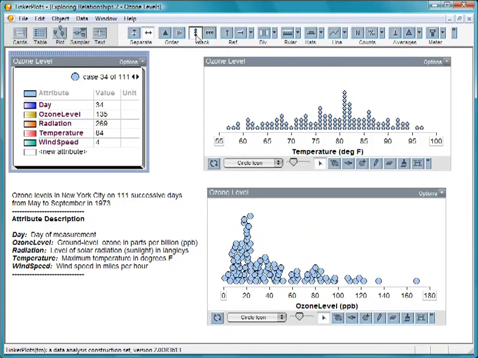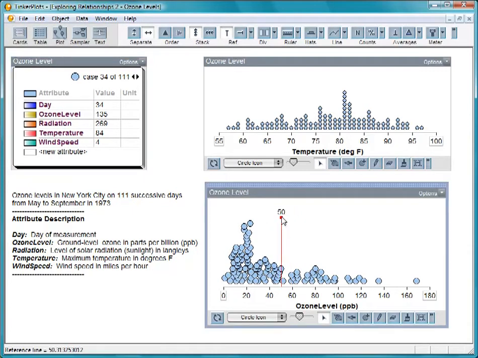Ozone levels of at least 50 parts per billion begin to pose health risks for some people. When looking at this data, we might ask the question, are hotter days more likely than cooler days to have dangerous levels of ozone? Here is the day with the highest level of ozone at 168.